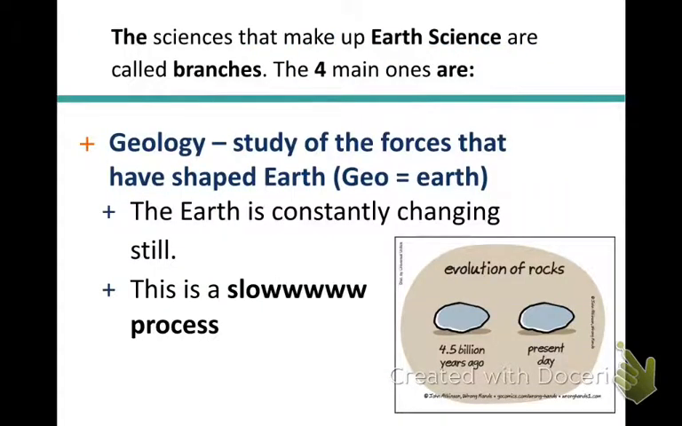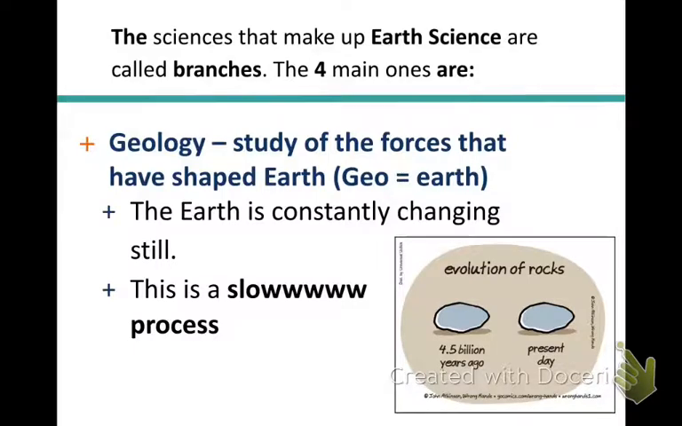Okay, now that we know a little bit of the background of earth science, we're going to look at 4 branches that make up earth science. So one of the first slides we looked at said that earth science is a group of sciences. And these are the groups of the different sciences that all fit together. So this is what we call the 4 main branches that create what earth science is. The first one is geology. So geology is the study of the forces that shape the earth.